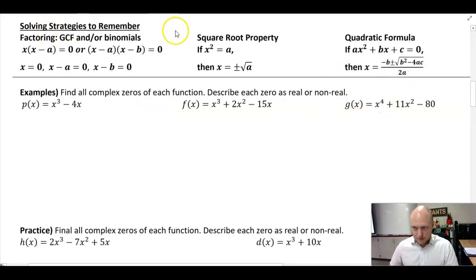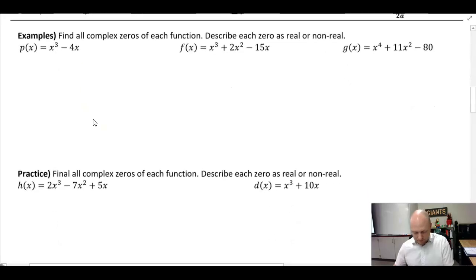You can factor, you can take a square root in order to solve, or if it's non-factorable and you have a trinomial, you can use the good old quadratic formula. Okay, so these are three strategies. Let's go ahead and look at example 1.